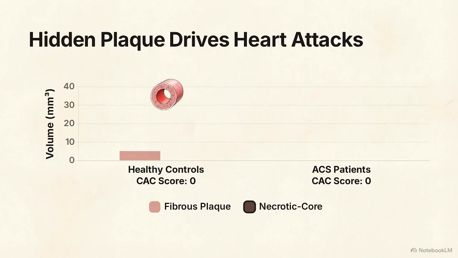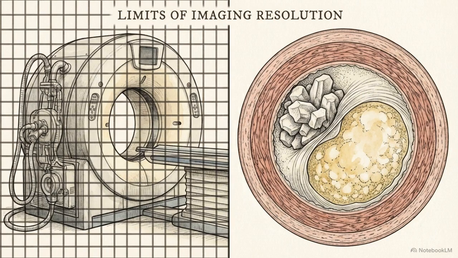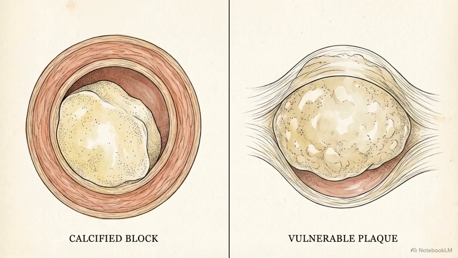Symptomatic patients with a 0 score who went on to have a heart attack had much higher volumes of fibrous and necrotic core plaque than healthy individuals. A non-contrast CT is physically unable to detect these microscopic triggers. It provides a measure of past calcification, but it cannot see the mechanical instability of an active, vulnerable plaque.